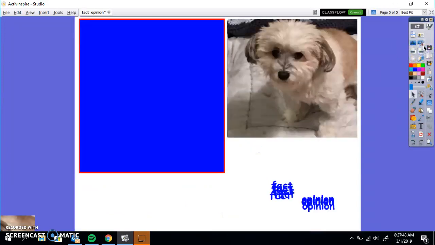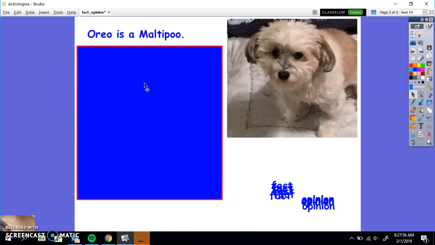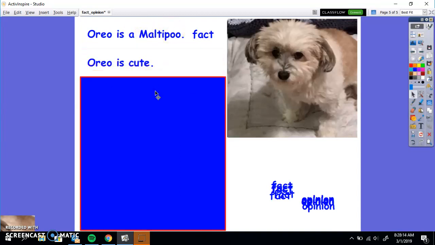All right, last slide. So this is my puppy Oreo, and I thought we'd do some fact and opinion stuff with Oreo. So here we go. Oreo is a Maltipoo. That is a fact. He is a mix between a Maltese and a Poodle. You could ask me, you could ask the veterinarian, you could look at his papers where we purchased him and clearly verify that he's a Maltipoo.